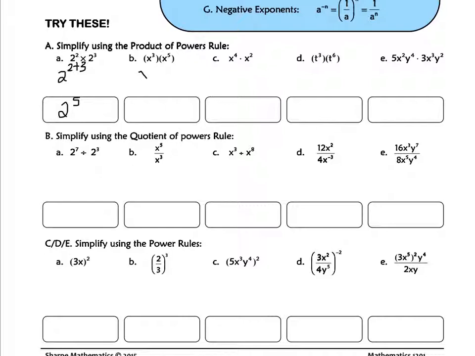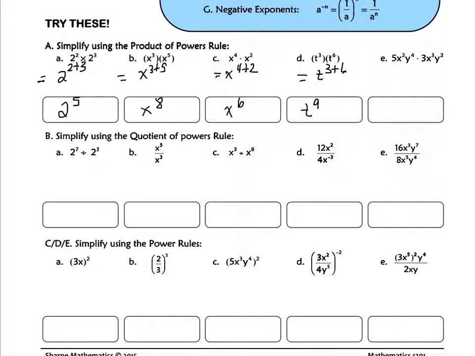And x to the 3 times x to the 5 would be the same as x to the 3 plus 5, or x to the 8th. X to the 4 times x to the 6 would be equal to x to the 4 plus 6, which is x to the 10th. The next one, t to the 3 times t to the 6 would be t to the 3 plus 6, which would be t to the 9.